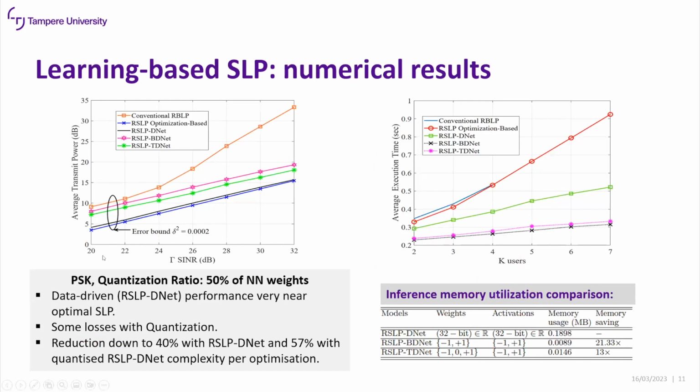As you can see, we draw the average transmit power versus SNR. The data-driven, learning-based precoding scheme is almost close to the optimal solution. And in terms of complexity, it is 40% less than that of the full precision learning framework, and for the binary or quantized learning framework, it is over 50% reduction in complexity. You can also see the memory utilization. We have achieved about 21 times reduction in memory savings for the binary, and for the ternary, 13 times memory savings, as opposed to the full precision network.